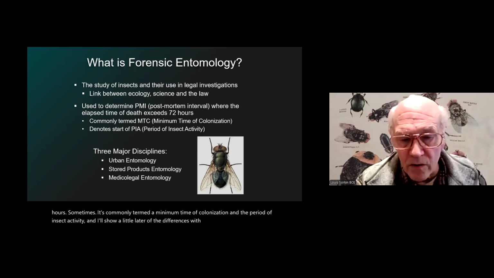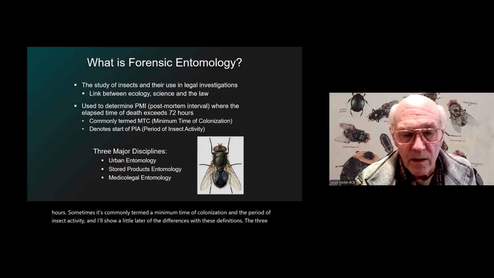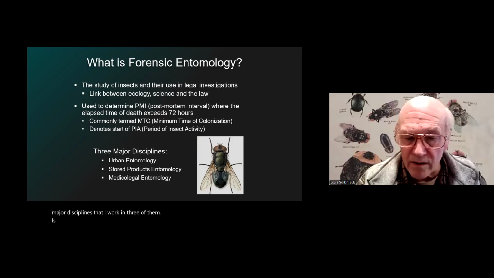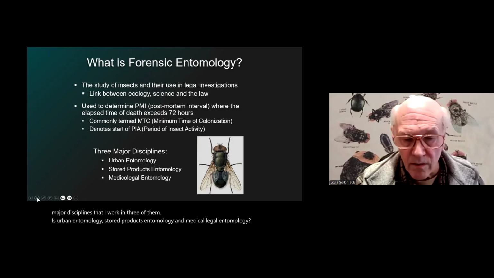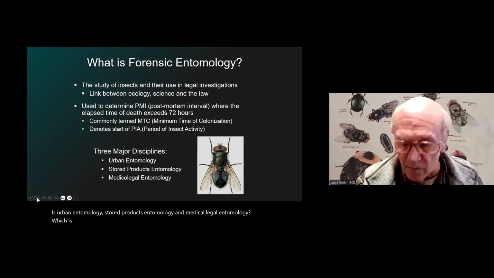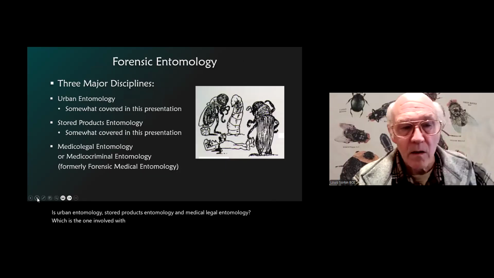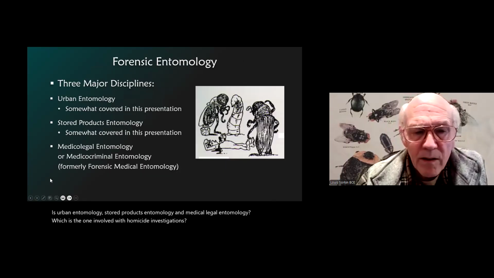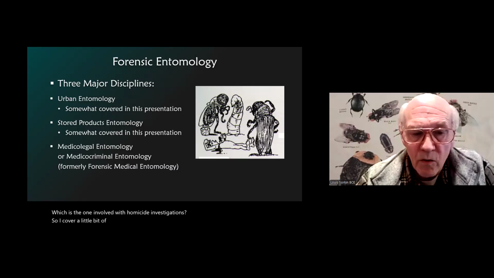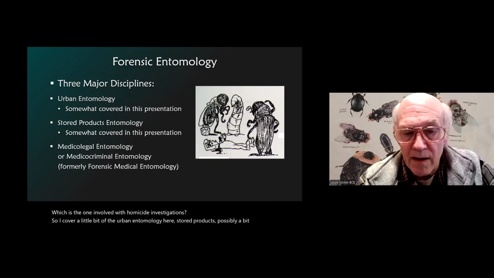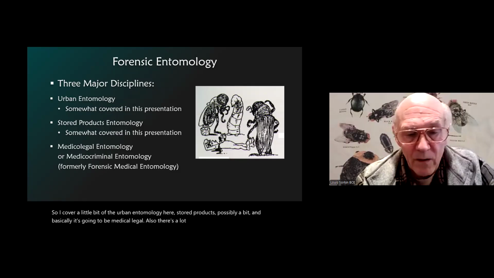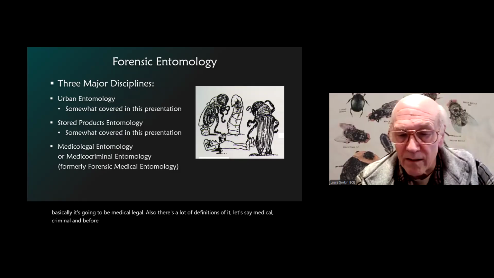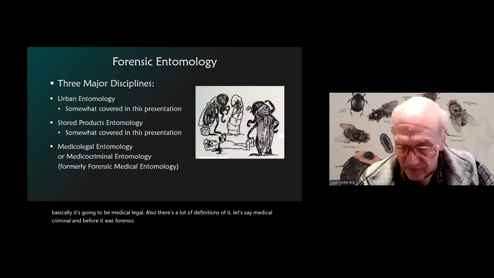The three major disciplines, and I work in three of them, are urban entomology, stored products entomology, and medical legal entomology, which is the one involved with homicide investigations. So I covered a little bit of the urban entomology here, stored products, possibly a bit, and basically it's going to be medical legal. Also, there's a lot of definitions of it, let's say, medical criminal, and before it was forensic medical entomology. It's a little more specific now.